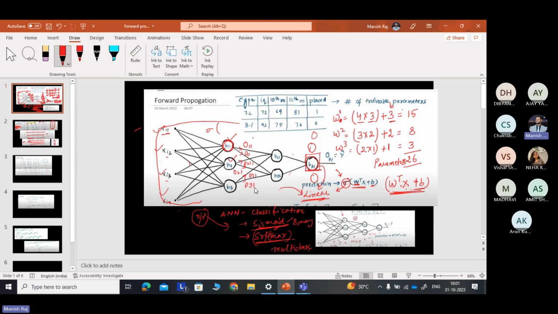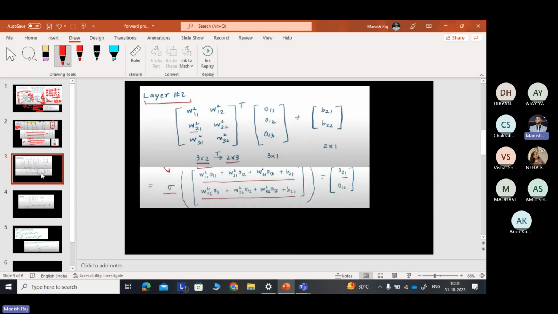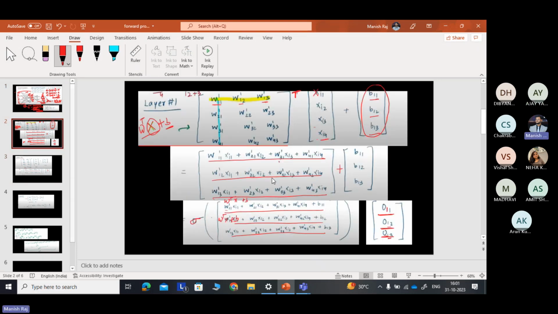Is everyone clear on this point? Yes or no? I am showing this connection twice, but the output is the same. In short, I am writing this as 011. You are getting the answer in the form of 011, 012, and 013, whatever the answer you are getting from the first layer.